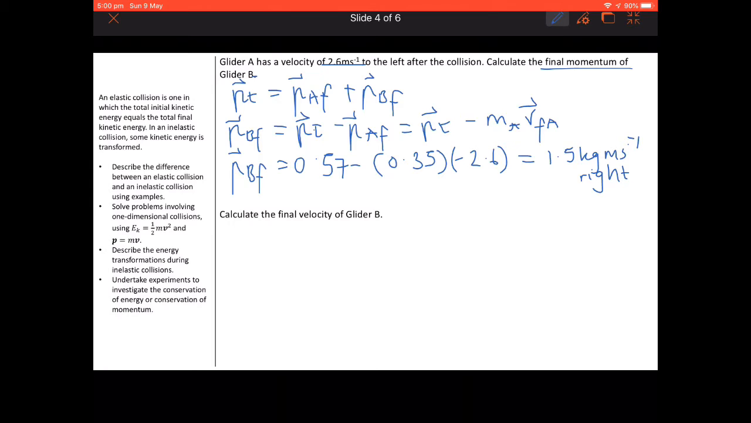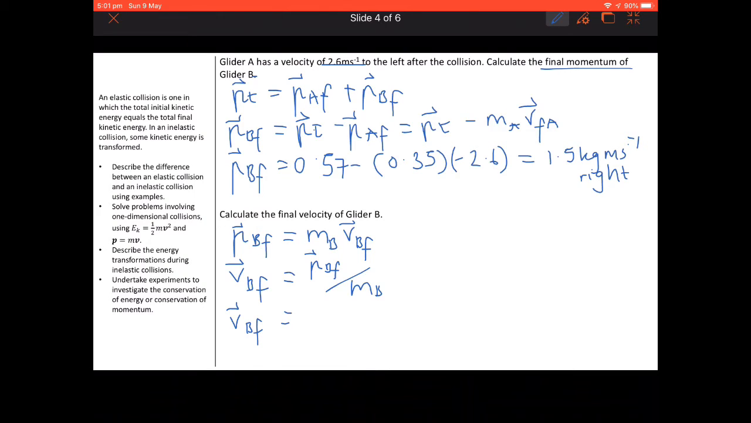The next question wants us to calculate the final velocity of glider B. So to do that, the final momentum of B is equal to the mass of B by the final velocity of B. This rearranges to the final velocity of B is equal to the final momentum of B divided by the mass of B, which is equal to 1.5 kilogram meters per second, so that's the final momentum of B, divided by 0.35, which is the mass of B, and that is equal to 4.29 meters per second to the right because it's positive. Obviously the momentum is to the right as well, so the velocity is going to be in the same direction.